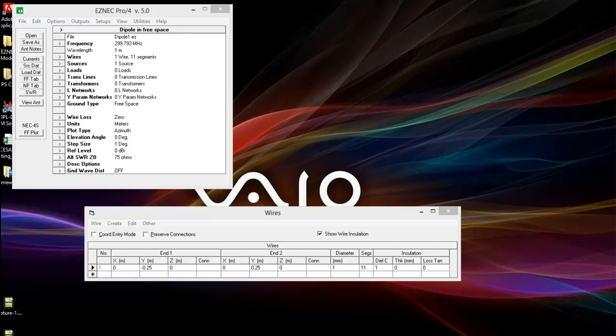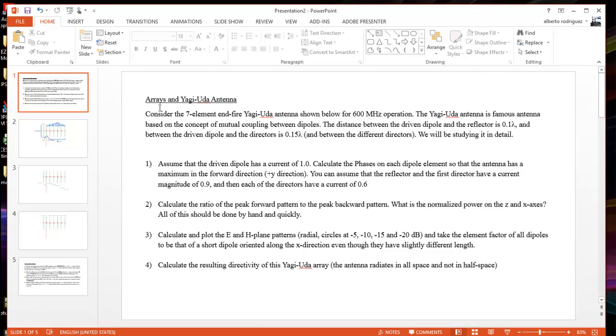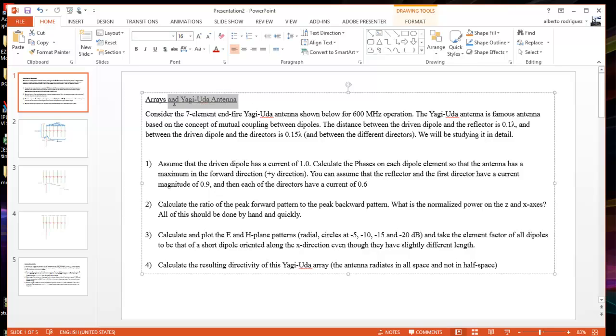For this case, I'm gonna start by looking at the specifications of the antenna. So it's an array of Yagi-Udas. Consider the 7-element Yagi-Uda antenna shown below for 600 megahertz. So the frequency of operation is 600 megahertz. The Yagi antenna is famous, based on the concept of mutual coupling between dipoles.